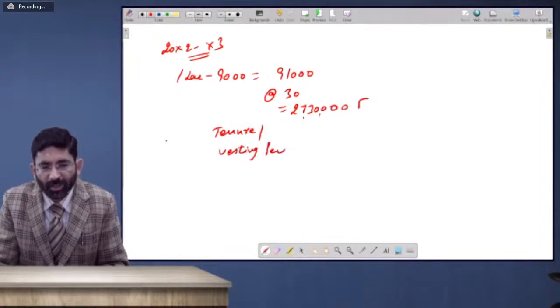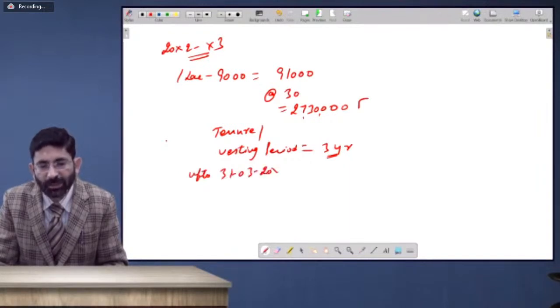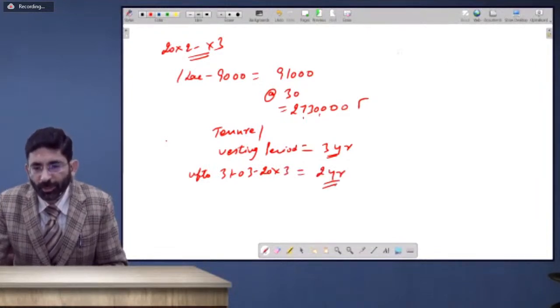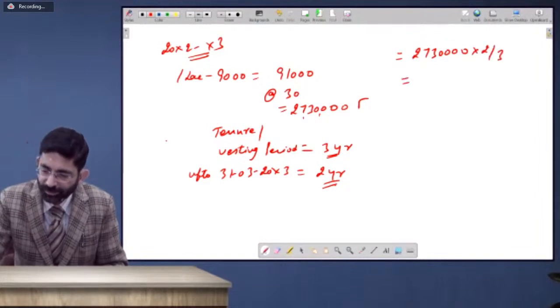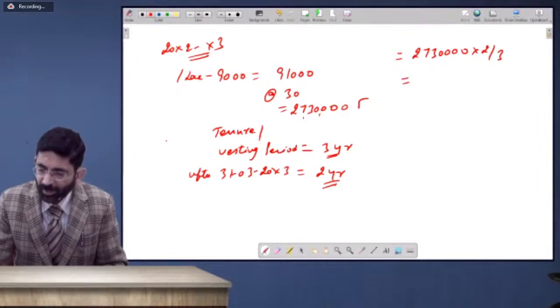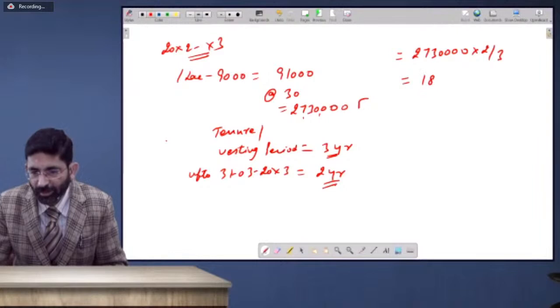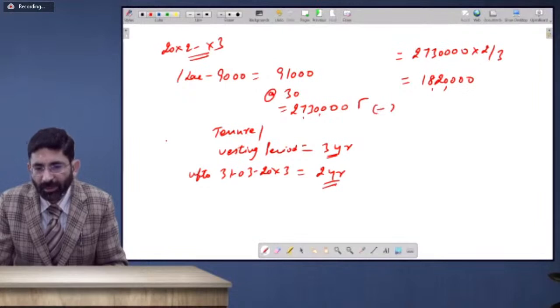Vesting period is 3 years, out of which 2 years are expired up to 31st of March 2013. How much period is expired? 2 years are expired. So how much is to be written off? 27 lakh 30,000 into 2 by 3. We should write off 18 lakh 20,000 up to this date, minus already written off.